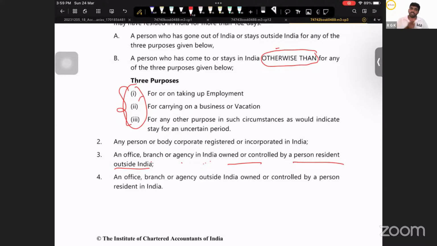But if the office, branch, or agency is in India and it is controlled by person resident outside India, I will be calling it person resident in India. Similarly, if the office, branch, or agency is outside India, but it is controlled by person resident in India, then it will be considered as person resident in India.